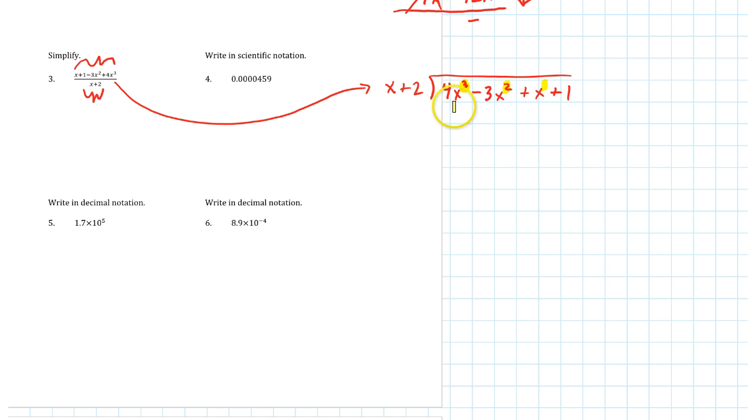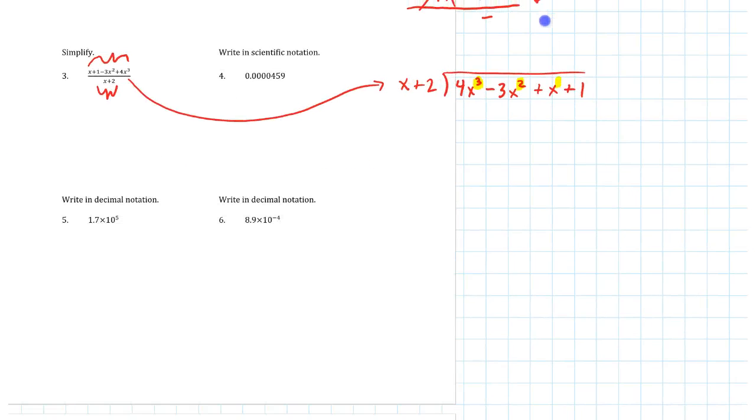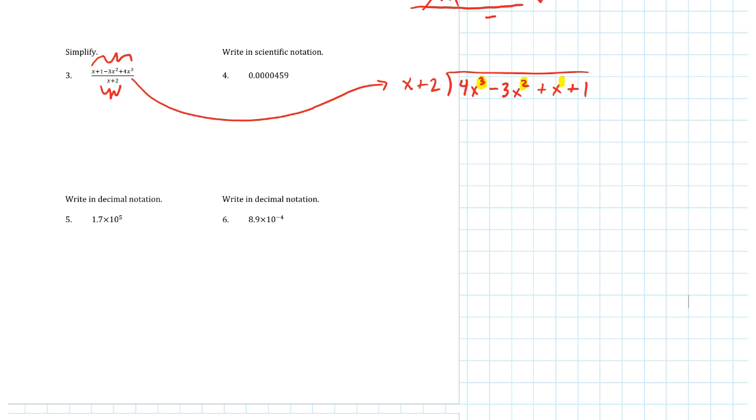For whatever reason, if we would have had a gap there, like if it would have gone from 3 and then there's no 2 here and then just 1, you'd have to put a 0 there for a placeholder. But here we're good. We've got it in descending order, so we're set up and ready to go for long division. So when we're doing long division, we need to look at these two terms.